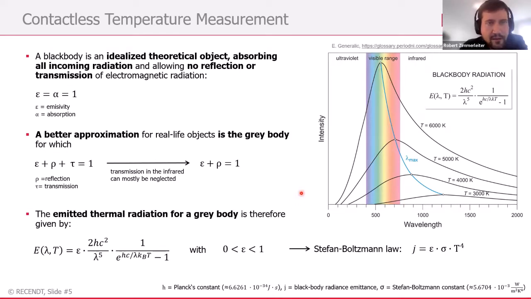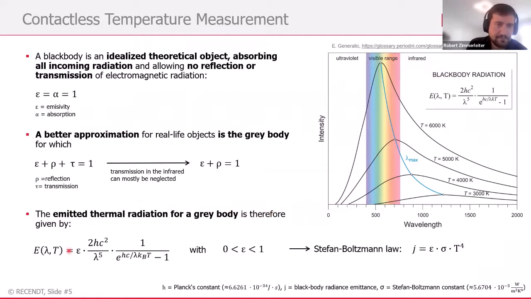The blackbody is a very idealized theoretical object, absorbing all incoming radiation and allowing no reflection or transmission of electromagnetic radiation, which means emissivity and absorption are both equal to 1, which is not the case for real life objects. A better approximation for real life objects is the so-called gray body, for which we allow some reflection to happen, and the sum of the emission and the reflection is equal to 1 for the mostly valid case that the transmission in the infrared can be neglected, which is true for most materials.